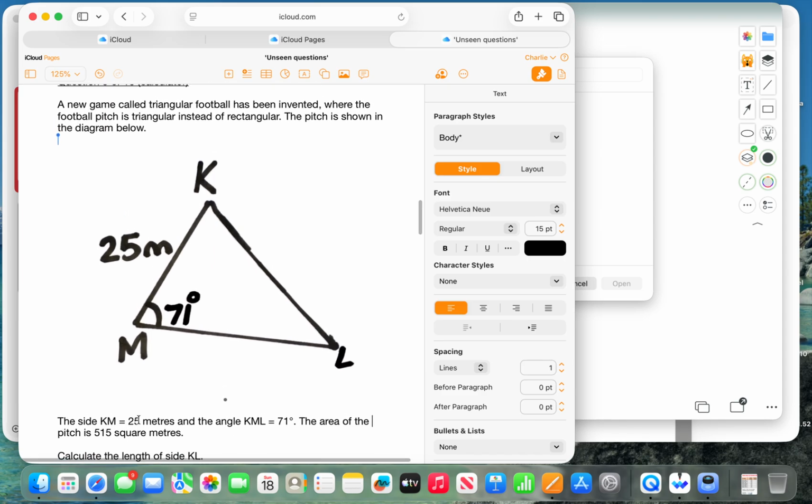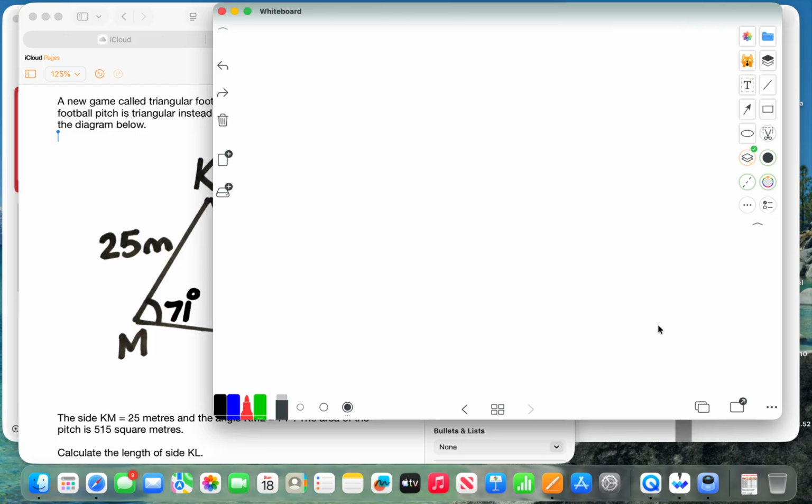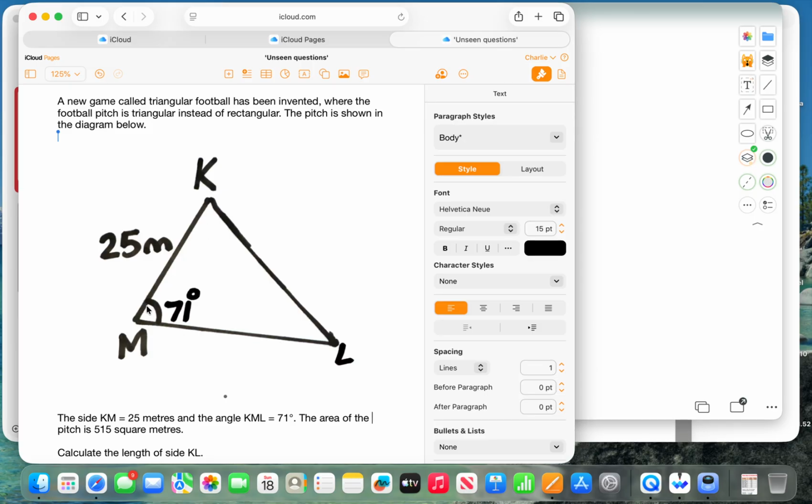It's not as easy as it looks. It's at the very difficult end of National 5. Even if you get 2 marks out of 5 in this question, you're doing good because it's not as easy as it looks. So let's look at it. We're given the area, and we're given one angle and one side.